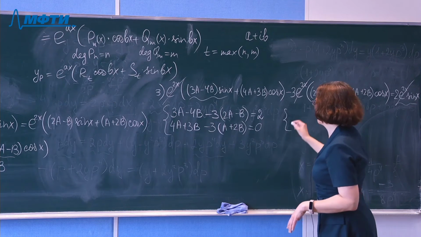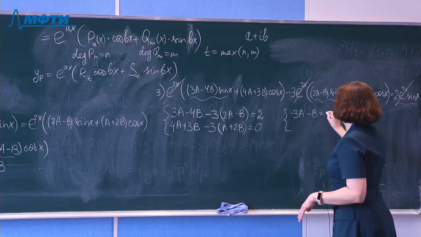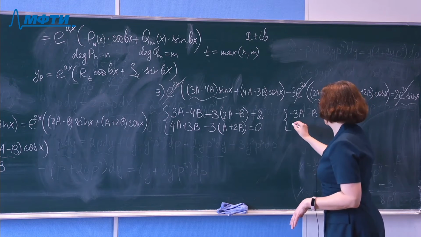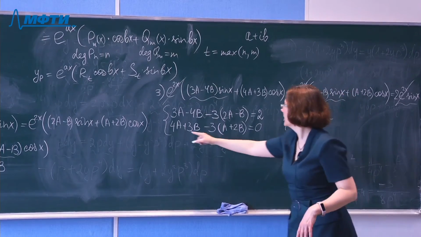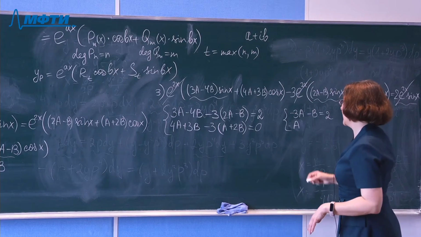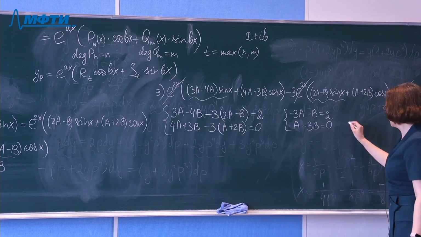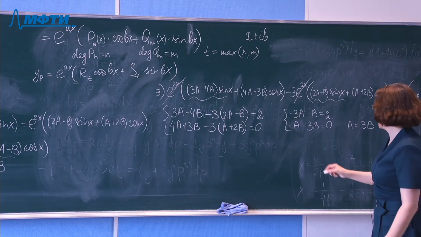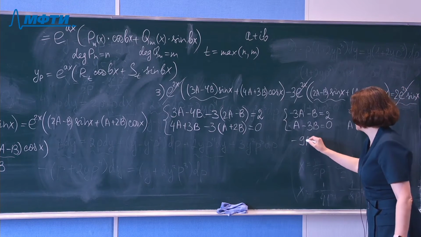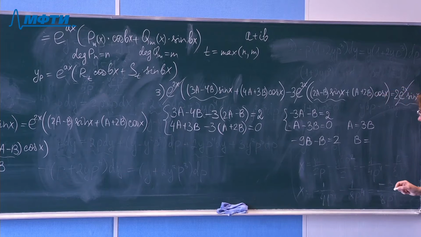We can rewrite it in the form minus 3a minus b equals 2, and minus 3a, not minus 3, just a, minus 3b equals 0. So from the last equation we have a equals 3b, and we may substitute it into the first equation, and we will have minus 9b minus b equals 2, from which b is equal to minus 1/5.